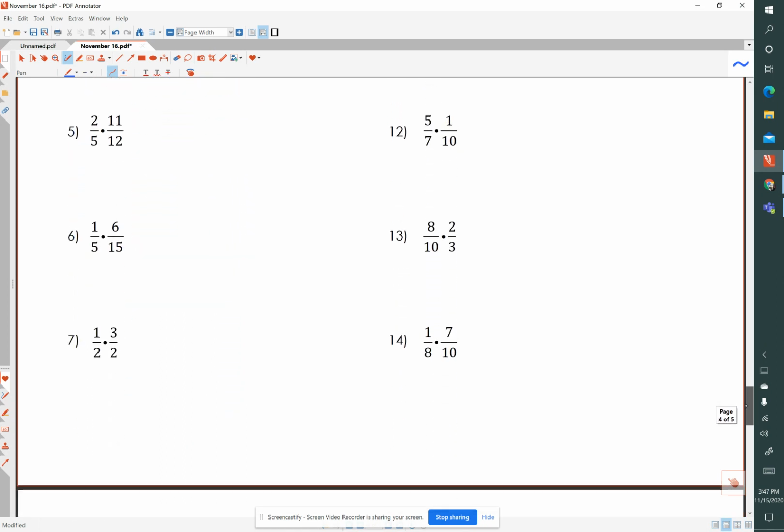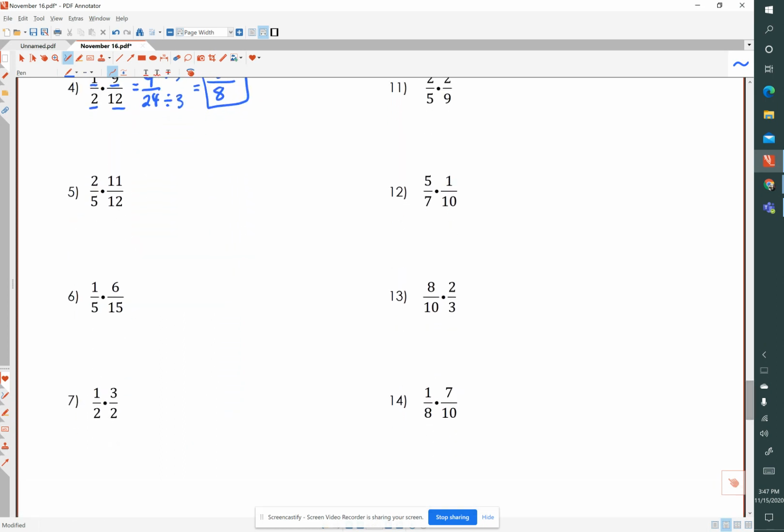So why don't you go ahead and do 5, 6, and 7 and then come back. Okay, when I look at the 2 and the 12, I see that they are both divisible by 2. So 2 divided by 2 is 1. 12 divided by 2 is 6. The 5 and 11 cannot be simplified any further. 1 times 11 is 11. 6 times 5 is 30. And that is a final answer.